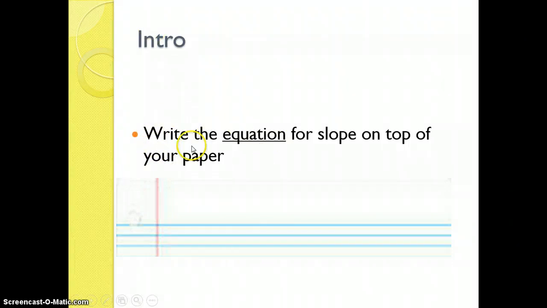What I'd like you to try on the top of your paper is part of your notes for what you need to complete to turn in to me tomorrow when you walk in the door. We're going to write the equation for slope on top of your paper. So it should look like that. Here's your paper. There is your slope formula. Don't forget to set it equal to m.